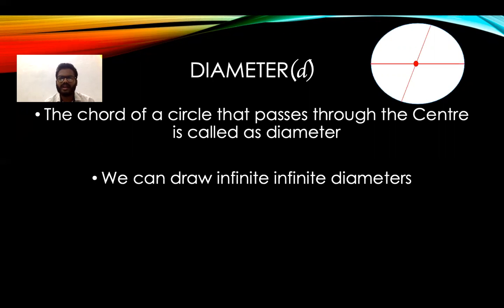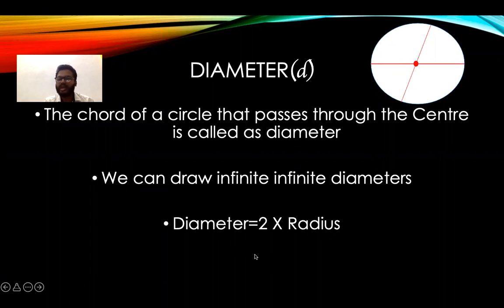So let us see what is the relationship between diameter and radius. If you see here, in this diameter, from here to here we call it a radius, and from here to here, again we call it another radius. So in a diameter, can I tell there are two radii? Yes. So diameter is equal to 2 times the radius, or d is equal to 2r. This is the relationship between diameter and the radius.